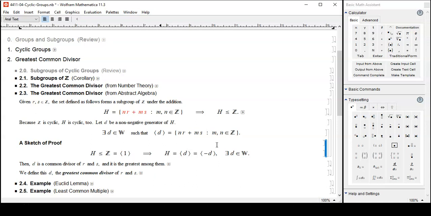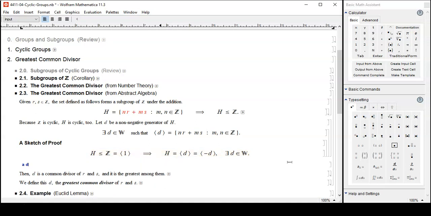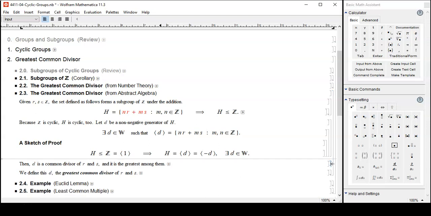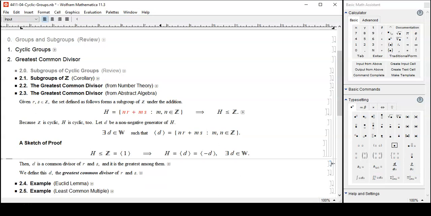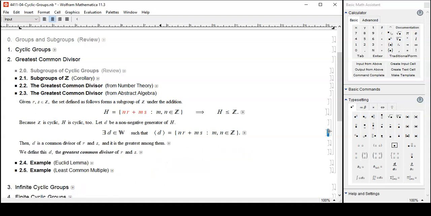If D is generator, negative D is also generator, because anything times D, A times D, can be written as negative A times negative D, where A is an integer. So yes, if D is generator, negative D is also generator, and vice versa. So one of them has to be non-negative. Without loss of generality, D is non-negative, and that's it. Yes, there exists a non-negative generator.